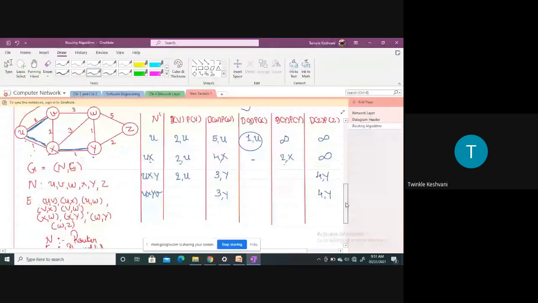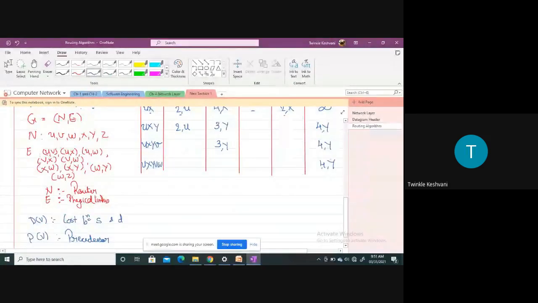So now w will be added: u, x, y, v, w. So v is visited, w we are visiting, so we need to keep this row empty, this box empty, this box empty, and again z will be 4y. Now again only one node is remaining here, so that will be added here. That is u, x, y, v, w and z. Right? So these are the nodes that we call visiting nodes.